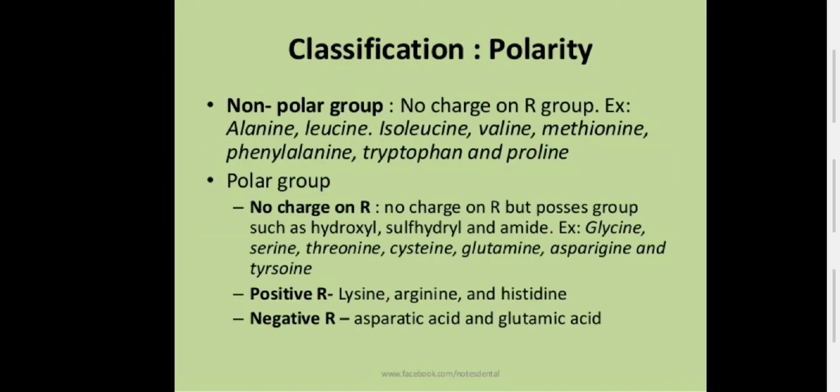Okay, next. Aside from those side chains in the structural formula of the different 20 amino acids, of course, amino acids can also be classified by polarity, divided into non-polar and polar. When we say non-polar group, these are those groups with no charge. Example, we have alanine, leucine, isoleucine, valine, methionine, phenylalanine, tryptophan, and proline.